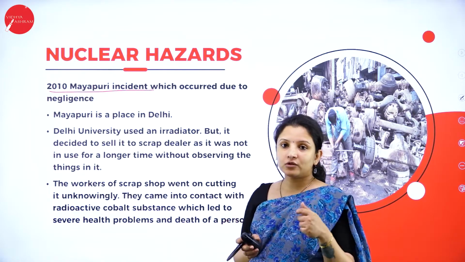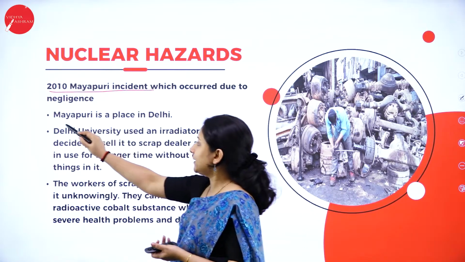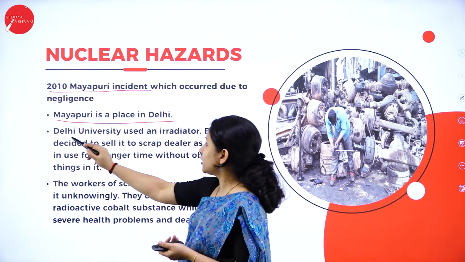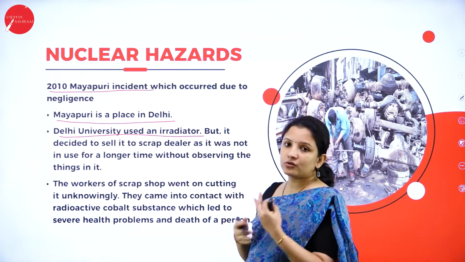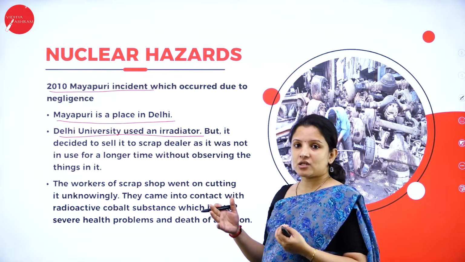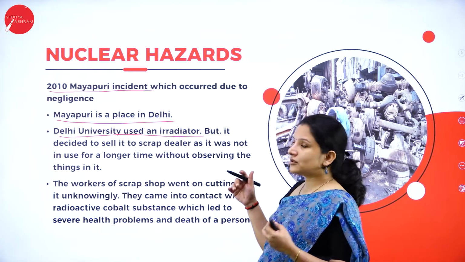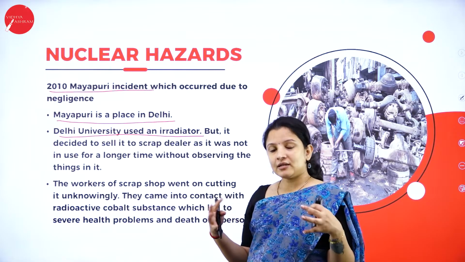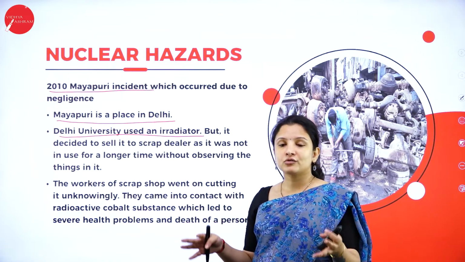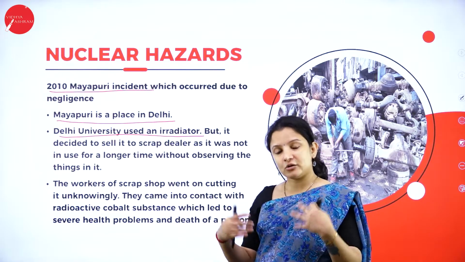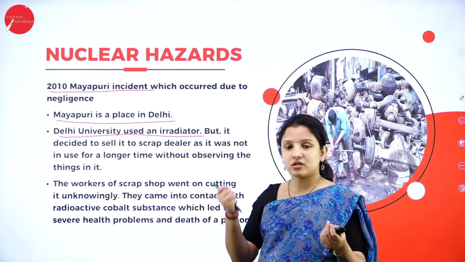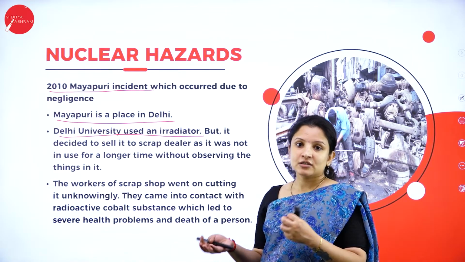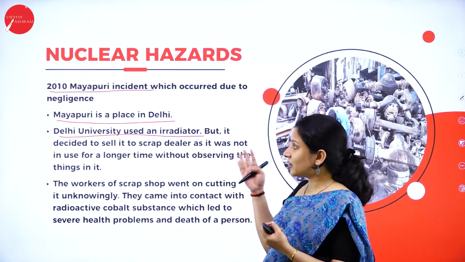So here what happened was, Mayapuri is actually a place in Delhi. The Delhi University used an irradiator. They were doing some research work on an irradiator. So what they did was, they wanted to make money. It is always like that, right? Anything that is old or broken, they will not dispose of it. They'll accumulate it. This is what happens in most educational institutions, especially in universities. Finally they give it as scrap, so that they can get money out of it. The same thing they did here.